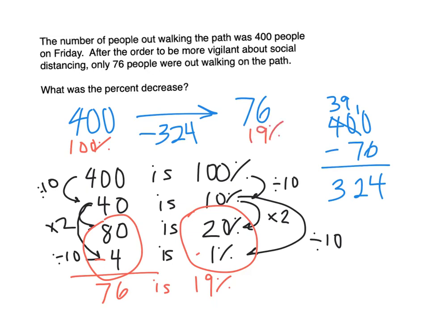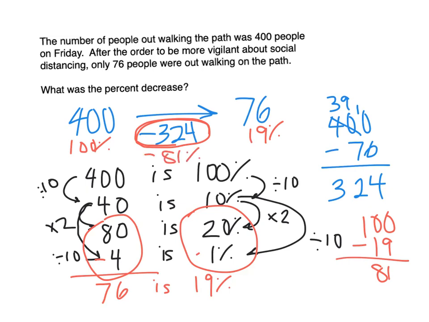Now it wants us, what was the percent decrease? It wants us to know, what is this 324 as a percent? So if it went from 100% to 19%, we can do some subtraction and figure out how much it changed. So it went down 81%, because 100 minus 81 is 19. So the percent decrease was down 81%.